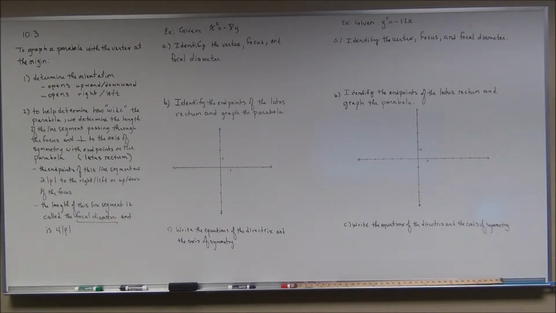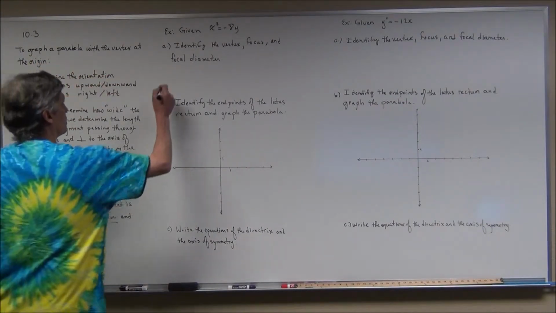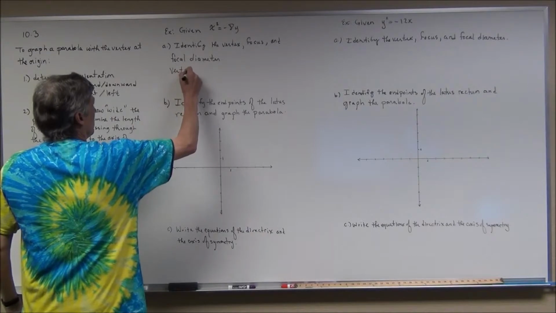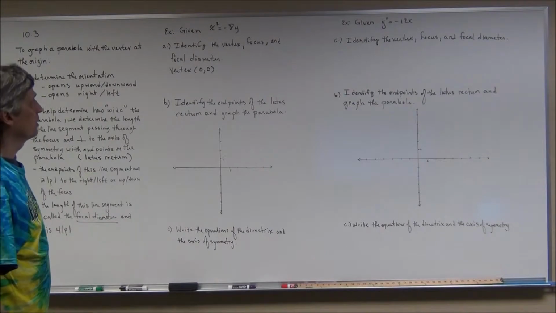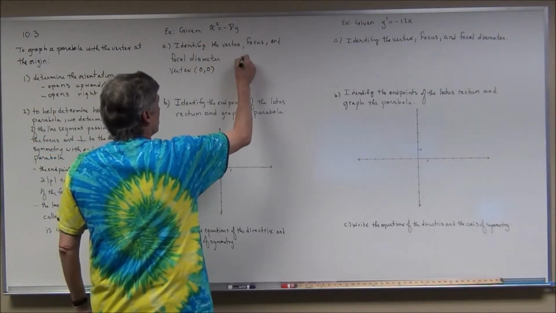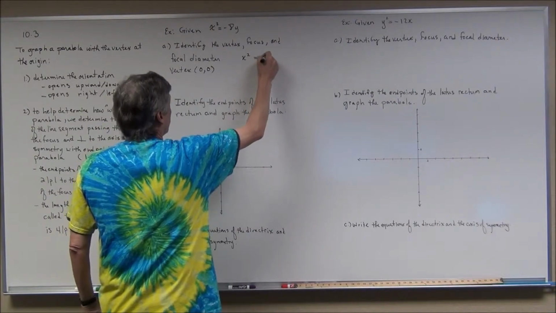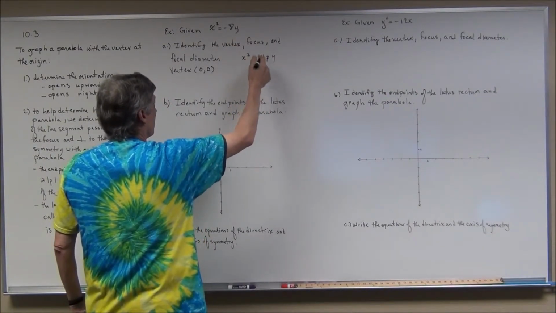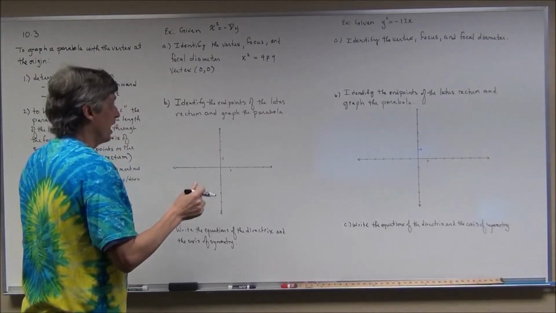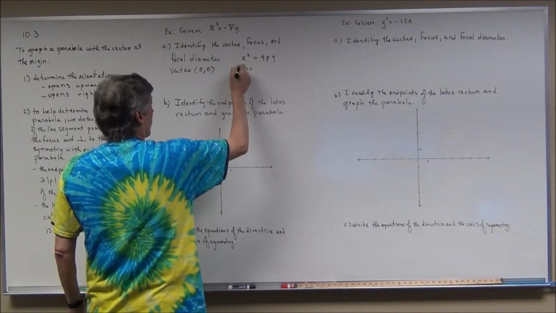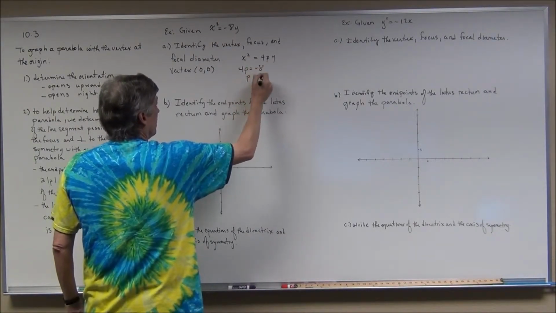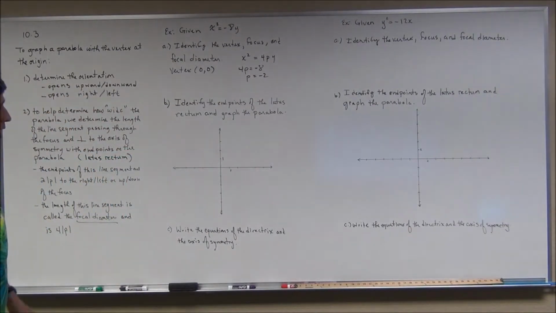So we'll do an example here. x squared equals negative 8y. First we're going to identify the vertex. Well, these are all set up with the vertex at the origin, so the vertex is at 0, 0. And we're going to figure out the focus here. Because of the way this is written, this fits the form x squared equals 4py. As you can see, in this case it's negative, so it's going to open downward, and 4p is going to equal negative 8, so p is going to equal negative 2. So the absolute value of p, of course, is 2.